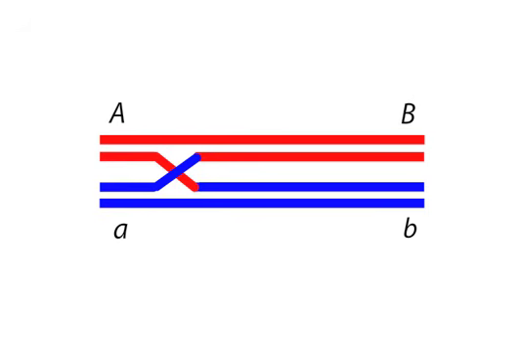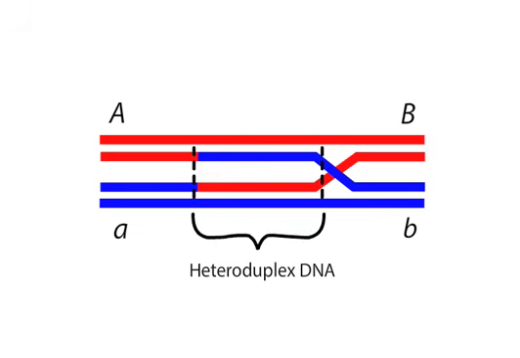As each crossover strand reanneals to its original partner strand, it displaces the original complementary strand ahead of it, causing the Holliday junction to migrate. This creates heteroduplex DNA segments.